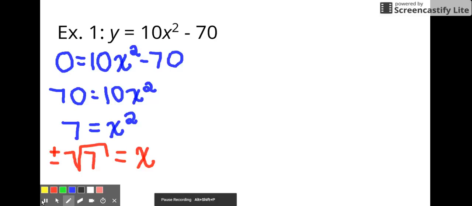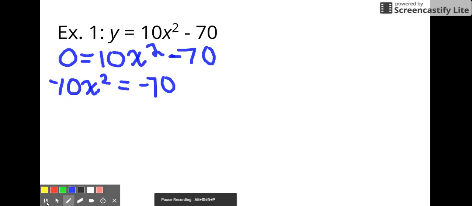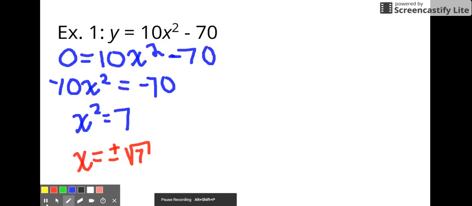Let's look at another way we could have solved this problem. We could have subtracted the 10x squared first instead of adding the 70. Now we want to get x squared alone, and we can do this by dividing both sides of our equation by negative 10, and that will leave us with x squared equals 7. Just like the last time, we want to take the square root of both sides, and we're not going to forget to include the plus or minus. So we see that the answer to this equation is still x equals plus or minus square root 7.